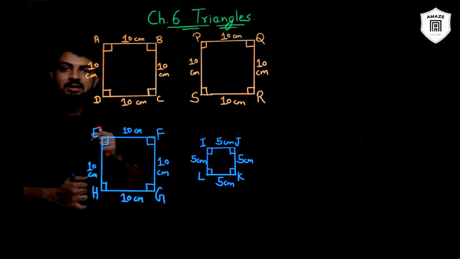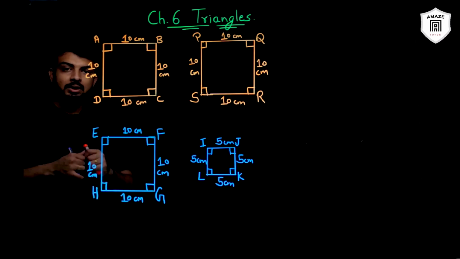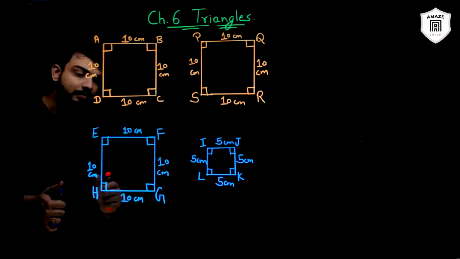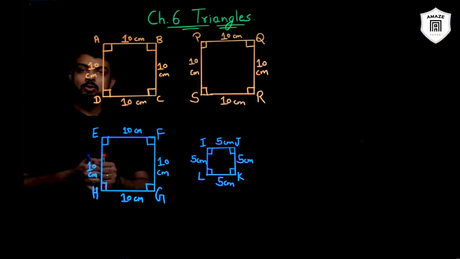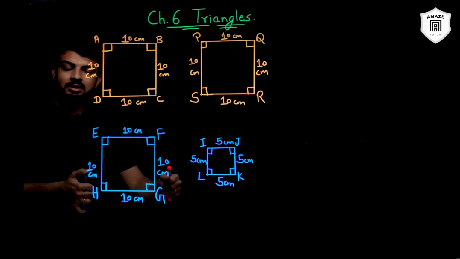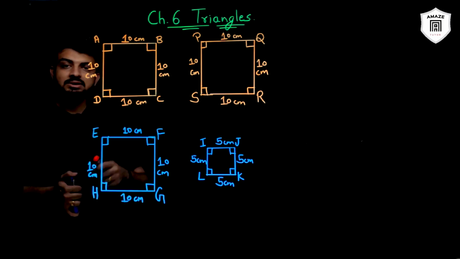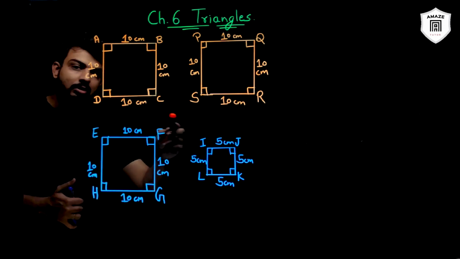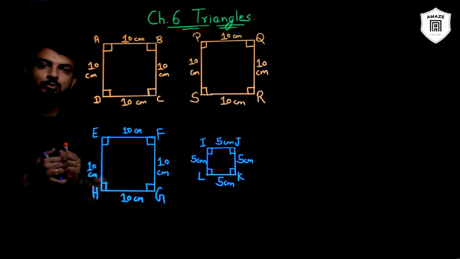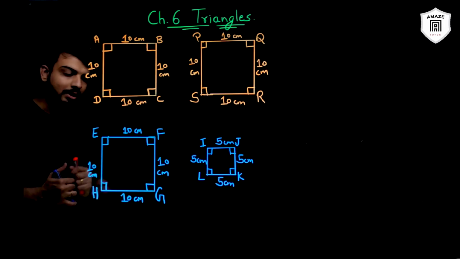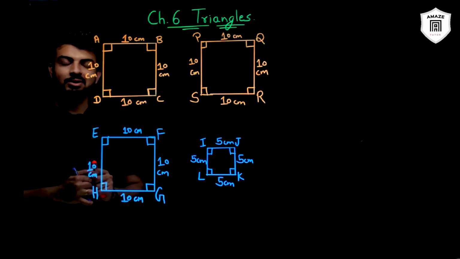Now let's see few conditions for figures to be similar. Why? Because congruent figures you have already studied in grade 9. In this unit in grade 10, that is chapter number 6, triangles, we are going to see about similar figures. Okay, so I hope you are clear with the difference between congruent figures and similar figures. So now let's look at few conditions about similar figures.